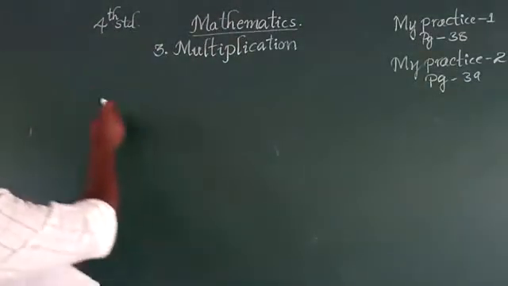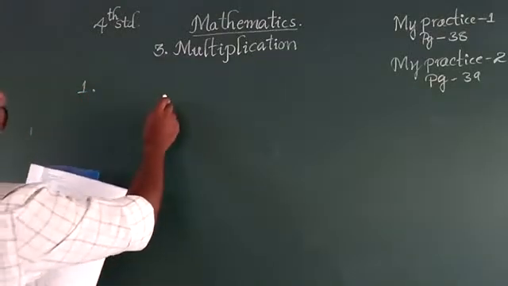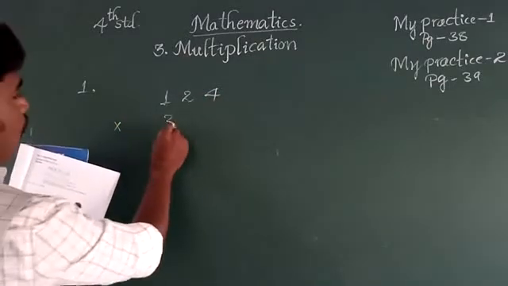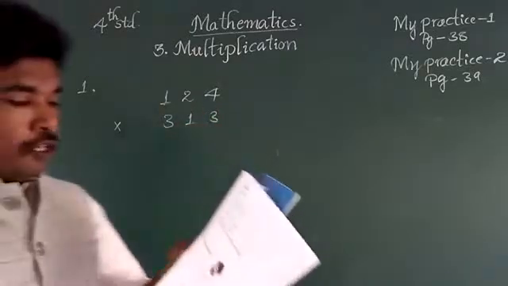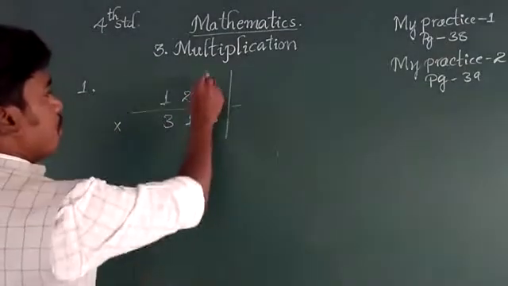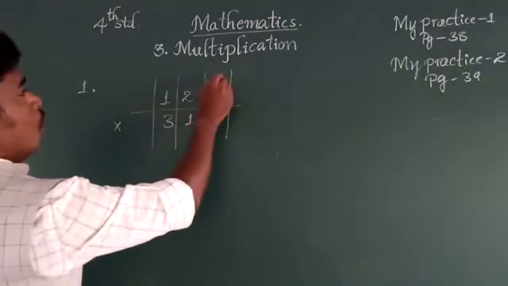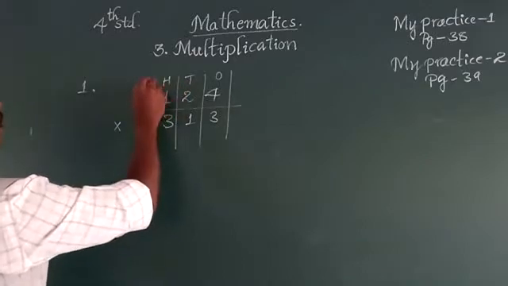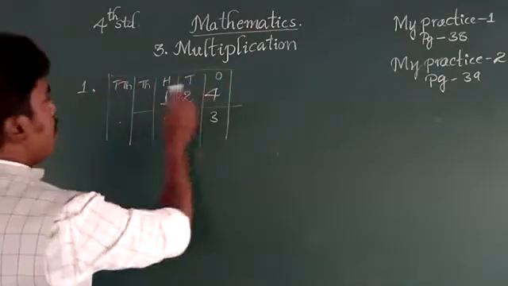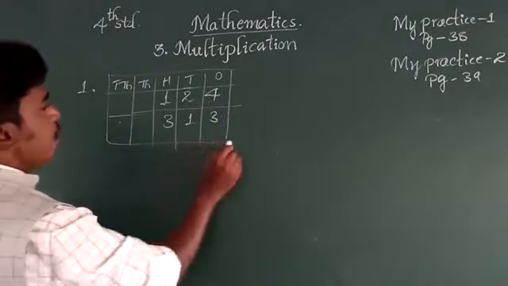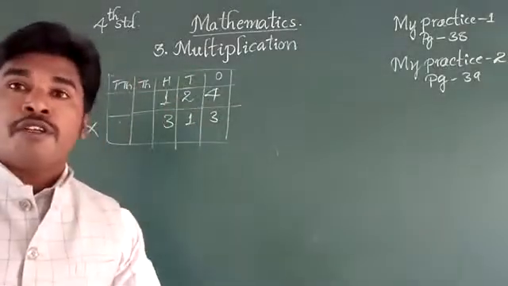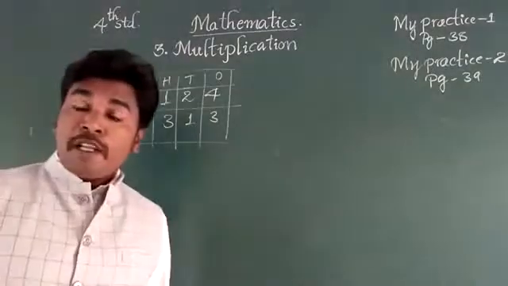Here, 124 into 313. Dear students, so they have given the question like this: ones, tens, hundreds, thousands, ten thousands. So if you know multiplication by using this chart, you can write the answer. Otherwise, you can write in the method which I am explaining now.